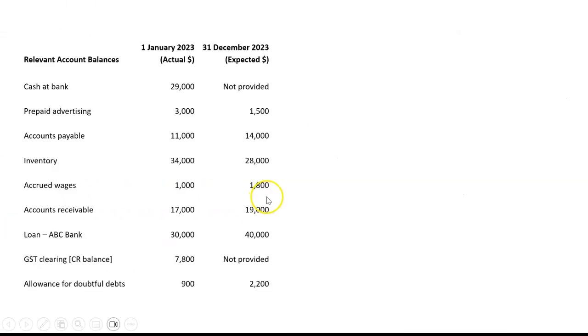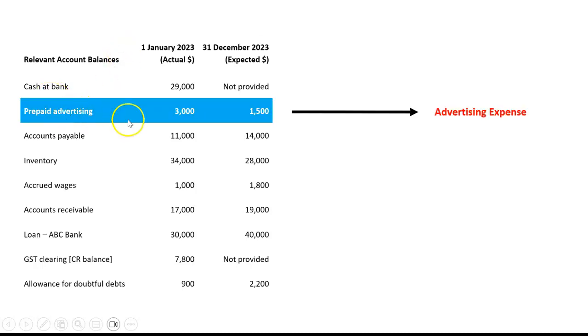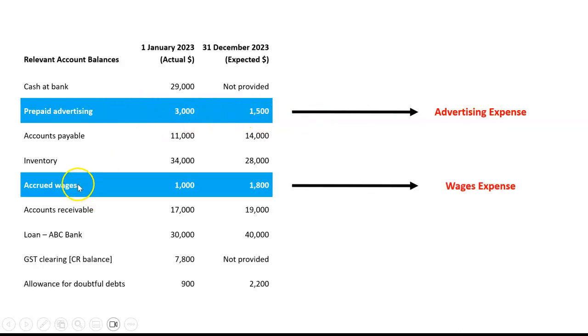So before we move on, why don't we just look at it and go, these are account balances. However, some of them directly relate to revenues and expenses. We always want to check our question for that. So for example, prepaid advertising, whilst that is an asset, it will be related to advertising expense. So when I do advertising expense, I'm going to need to factor this information in. Then we've got accrued wages, which is a liability, but it will directly relate to the wages expense figure. So I better factor that in when I do that one.